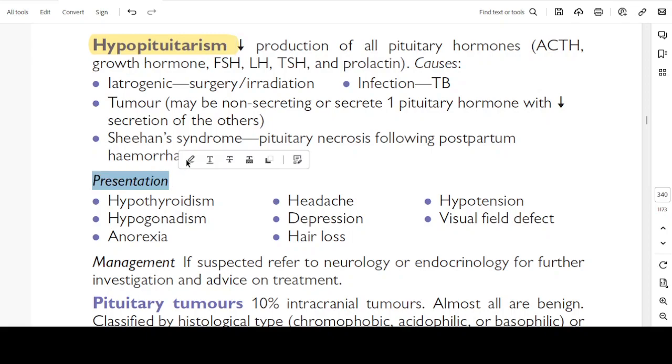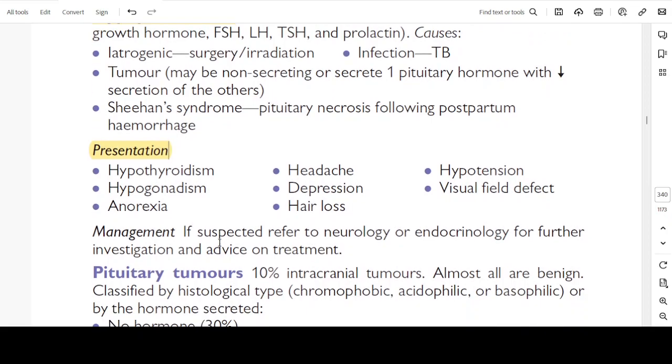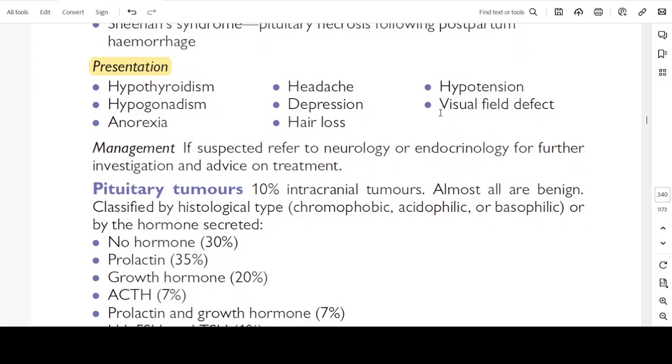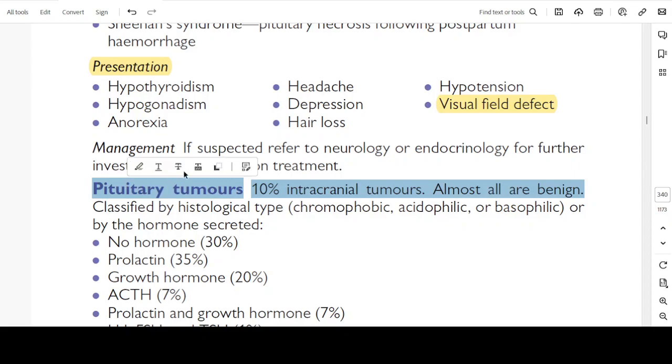Presentation of pituitary failure or hypopituitarism: there will be hypothyroidism, hypogonadism, anorexia, headache, depression, hair loss, hypotension and visual field defects. Management: if you suspect it, refer to neurology or endocrinology for further investigation and advice on treatment. Pituitary tumors. These are 10% of intracranial tumors, almost all are benign, classified by histological type, chromophobic, eosinophilic, basophilic, or by hormone secreted.